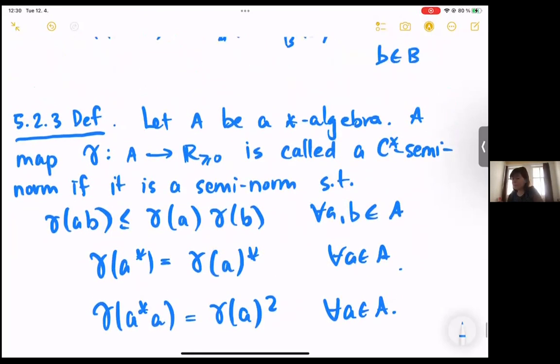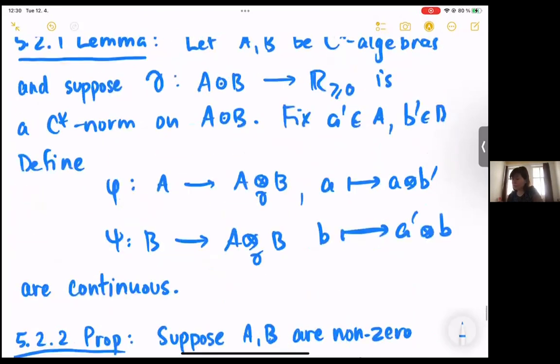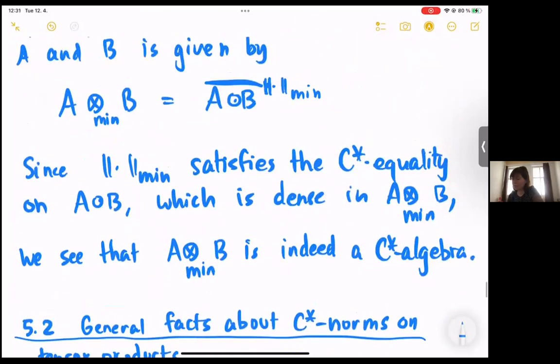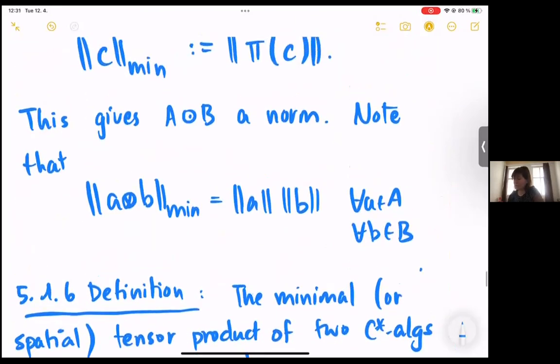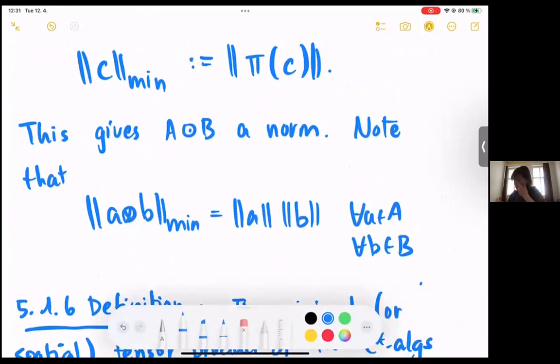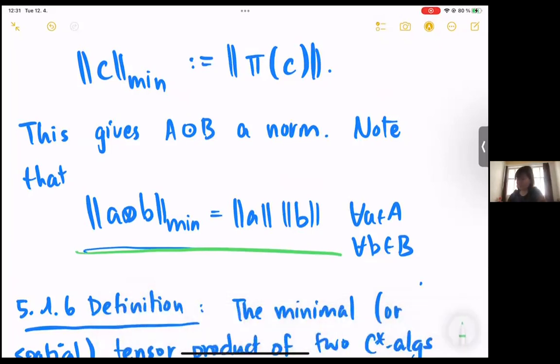Now recall that we observed that the minimal tensor product has this nice property here, that for the tensor product of the two operators, its minimal norm is just the product of the norms of the two elements.